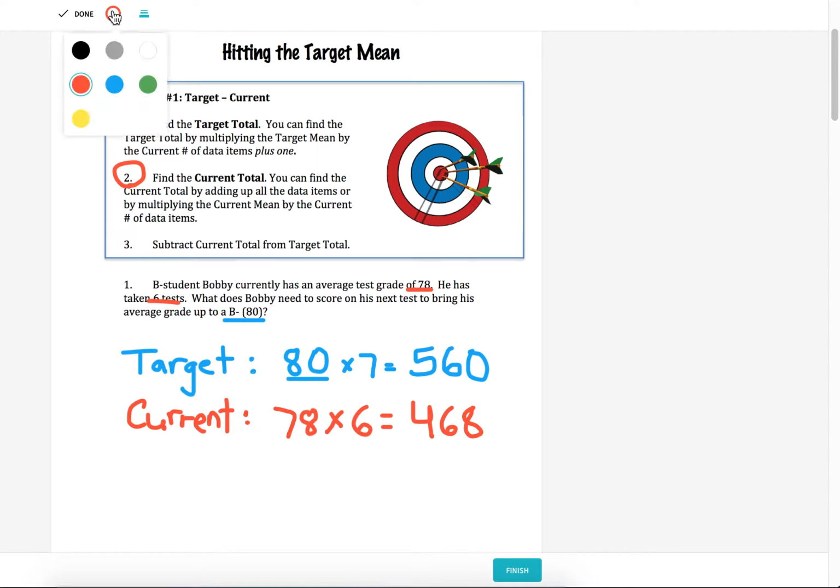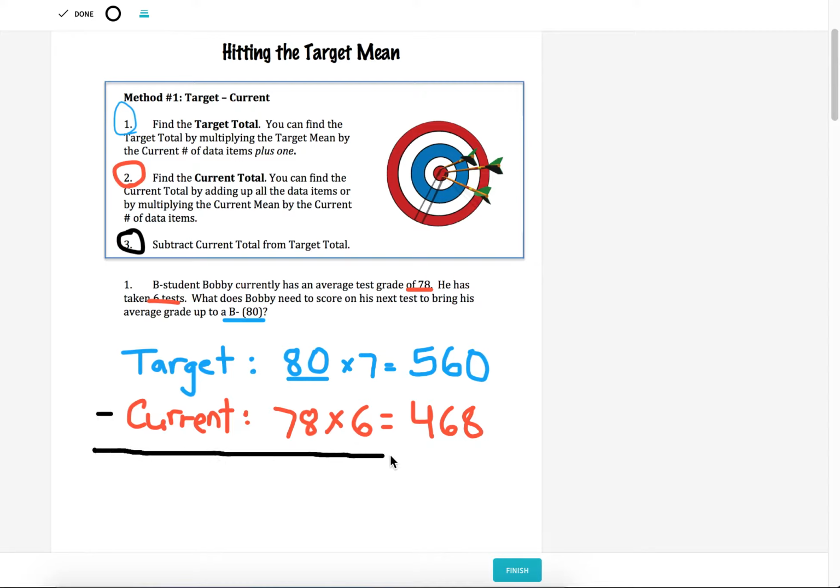And our final step is to subtract the current total from the target total. And when we do that, we're going to get 92. So he needs to get a 92% on his next test. That seems reasonable.